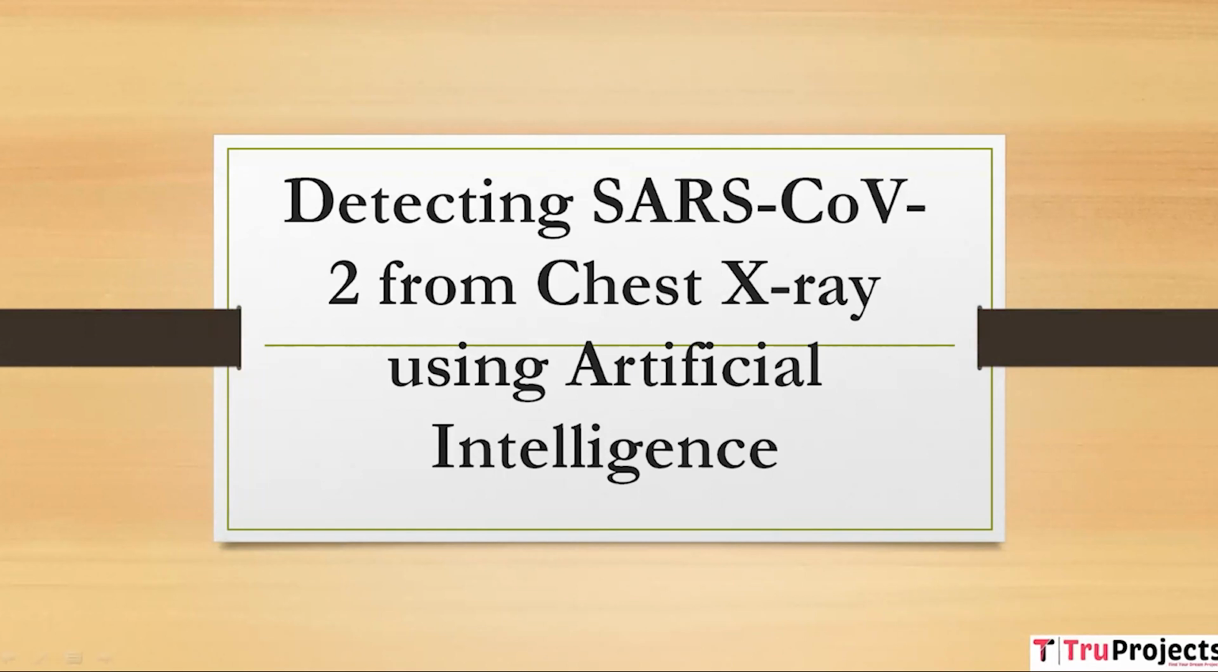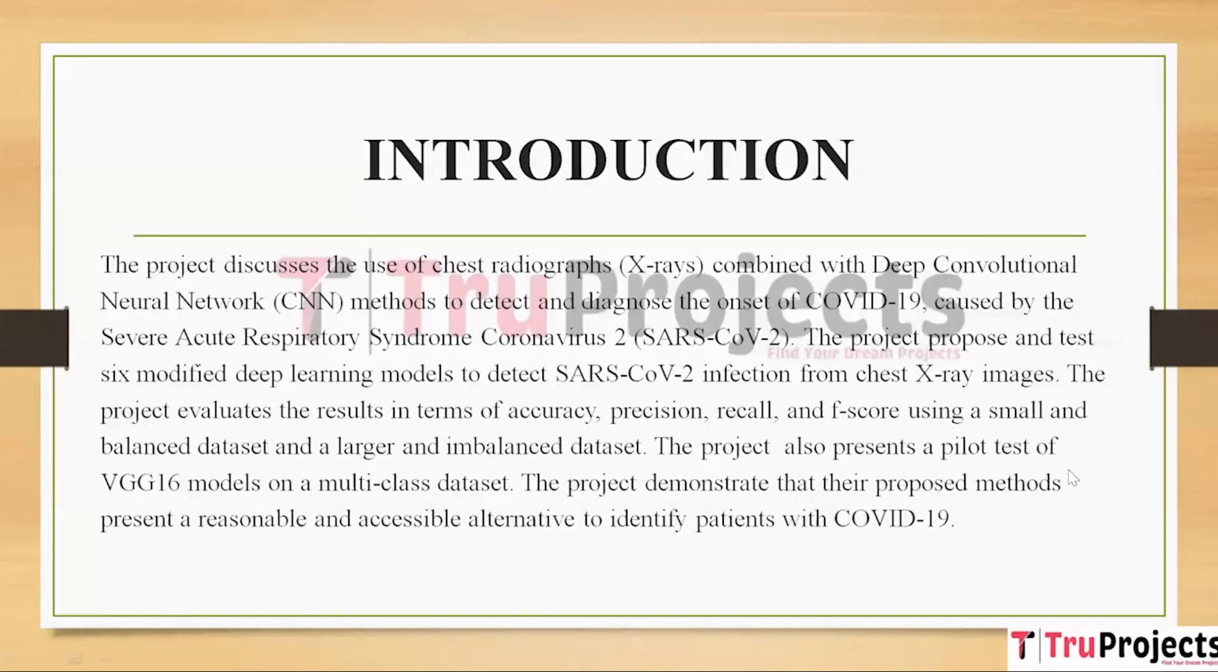Two projects. In this video, we are going to explain detecting SARS CoV-2 from chest X-ray using artificial intelligence. Introduction. The project explores the use of chest radiographies, X-rays, in conjunction with deep convolutional neural network (CNN) methods to detect and diagnose the development of COVID-19, which is caused by the SARS CoV-2 virus.